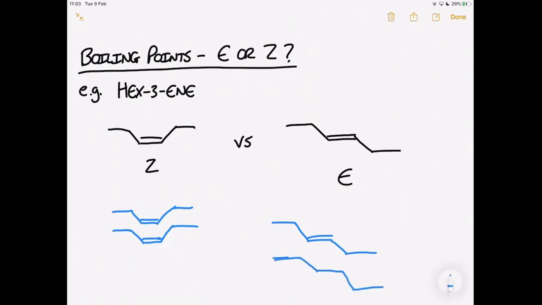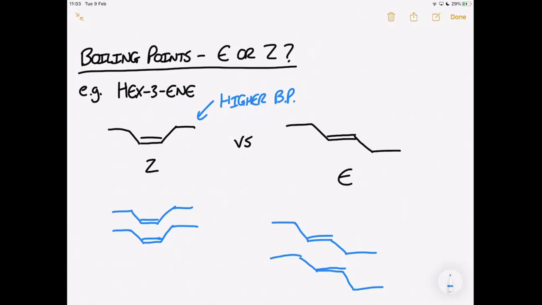Get a bit messy here, apologies. Okay, let's just sort that bit out. Because the Z isomer has this better complementary shape almost, you get closer packing, right? Z isomers tend to have slightly higher boiling points, because you've got closer packing and stronger van der Waals forces between molecules of Z-hex-3-ene than you'll get between E-hex-3-ene.